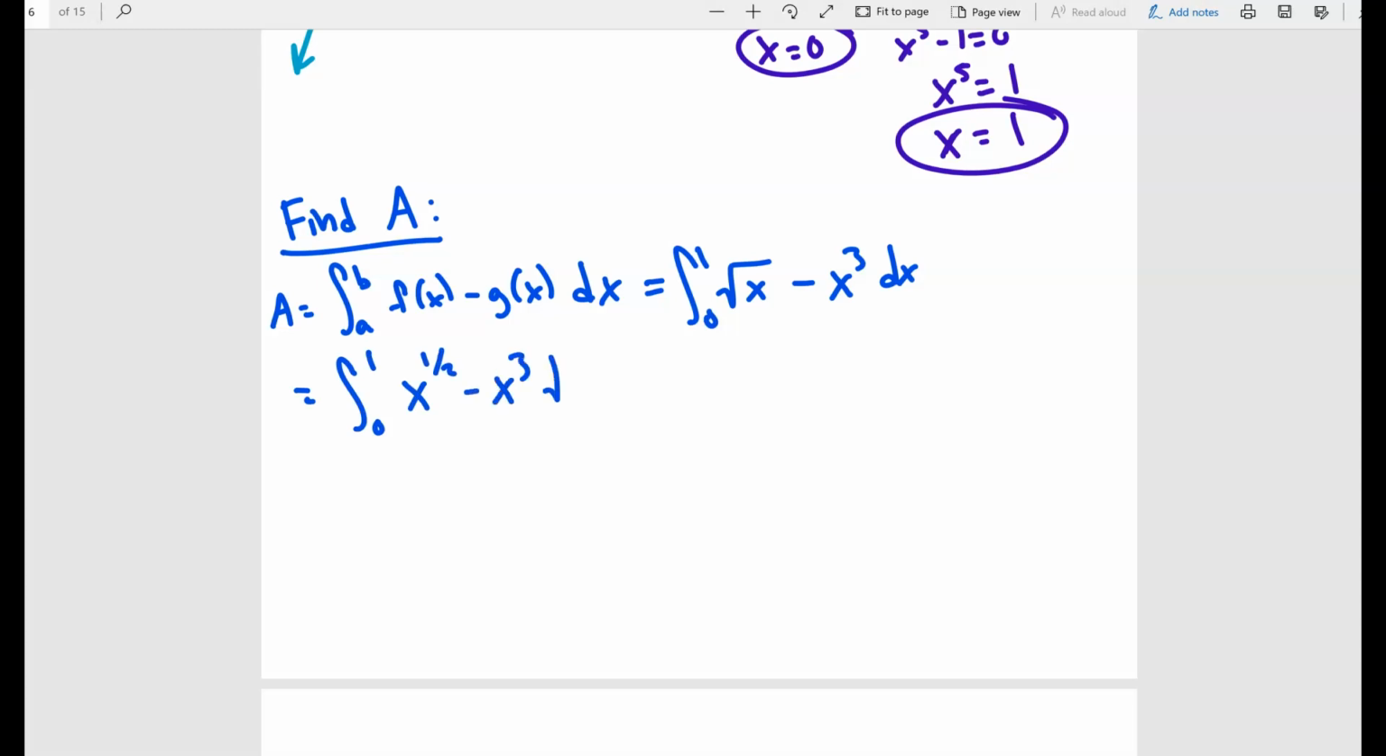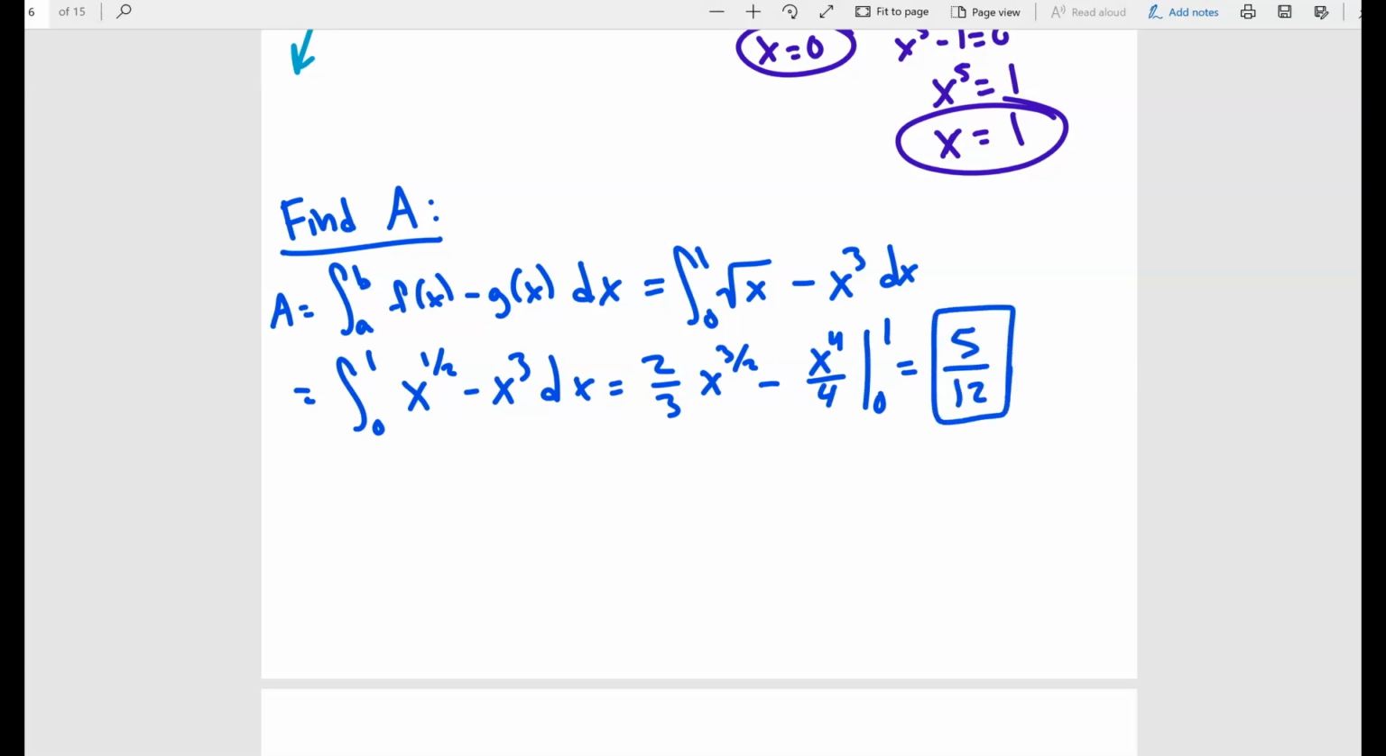Okay, so I can rewrite this as the integral from 0 to 1 of x to the 1/2 minus x to the 3rd dx, which is going to give me 2/3 x to the 3/2 minus x to the 4th over 4, from 0 to 1. And then when you evaluate this, you're going to get 5 over 12. Okay, so that's my A. Notice that my A in the previous problem was a 1. In this case, it's 5 over 12.